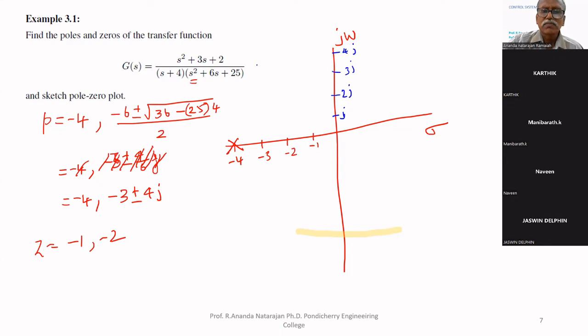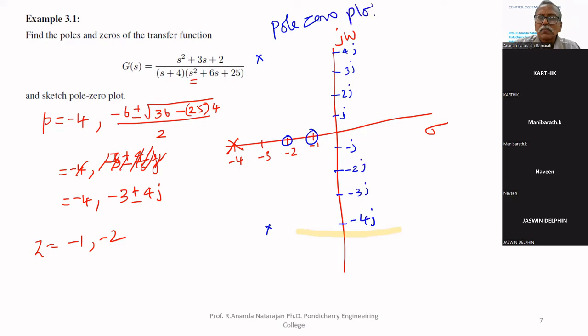So -3, -4. Here one pole. So here one pole. Zeros are at -1, -2. This is called the pole zero plot. Pole zero plot.